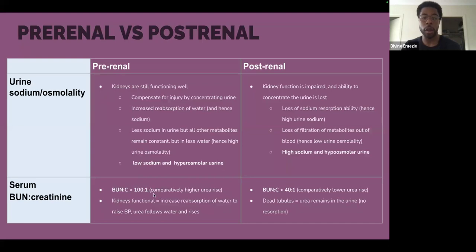And then again, because our kidneys are functional, urea will follow water. So we'll have relatively higher urea in our blood compared to a post-renal cause, where we have actual kidney damage. Again, think hydronephrosis. The idea here is that it's the opposite. We'll have loss of filtration of metabolites out of the blood, so our blood will have lots of the metabolites, but our urine won't. So we'll have isosmolar urine and then high sodium in our urine because we've lost our ability to retain water. And likewise, we aren't able to reabsorb urea, so we'll have low urea in our blood.